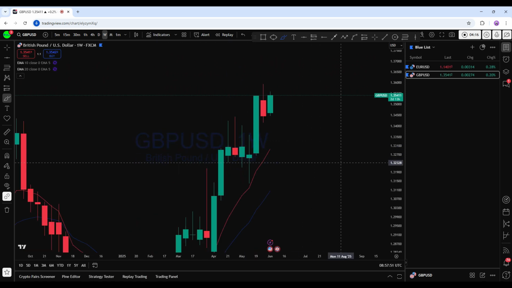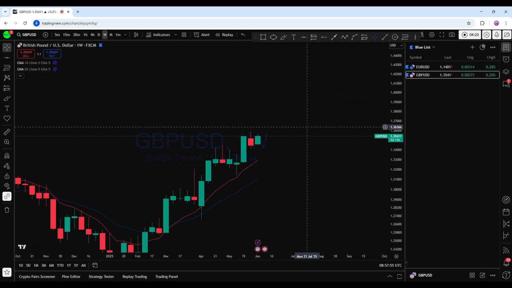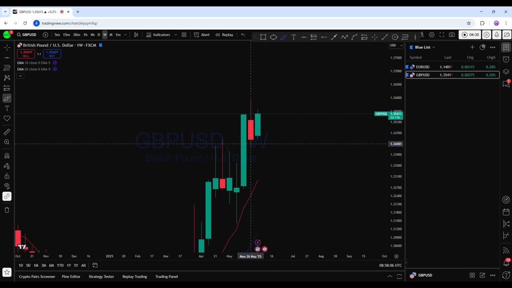Now if we look at the weekly chart on GBPUSD, we can see that from the weekly as well the market trend is up. Here is a very strong impulse followed by this correction, and we can see another impulse followed by a narrow correction. Now this week we can see it opened with a gap, created a higher low, and the price again started to push back up to create a new higher high.